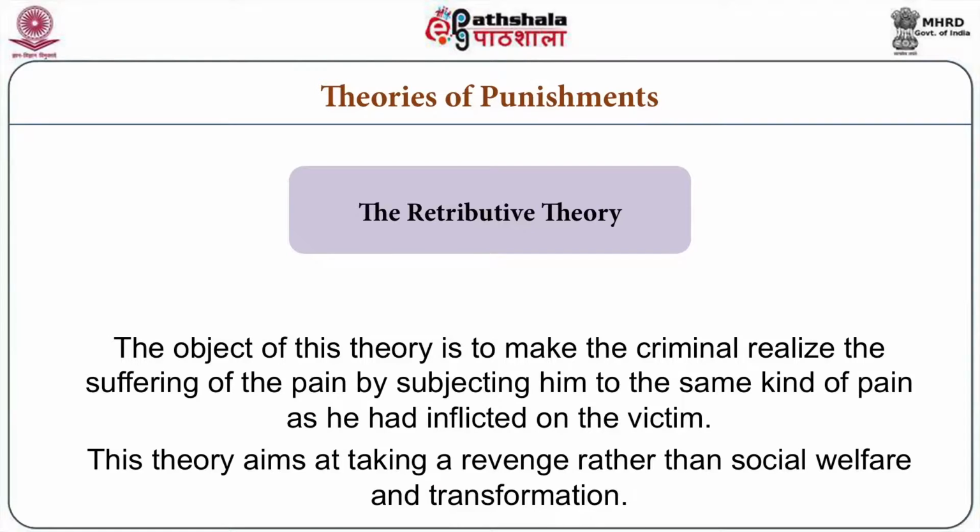The object of this theory is to make the criminal realize that suffering some kind of pain is precisely the pain that he had imposed on the victim. This theory then takes a kind of revenge. It's not worried about transformation of the individual, it's not worried about social welfare, it's just concentrating on righting the wrong through a kind of revenge.